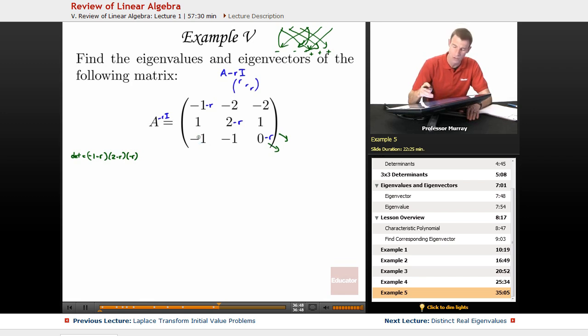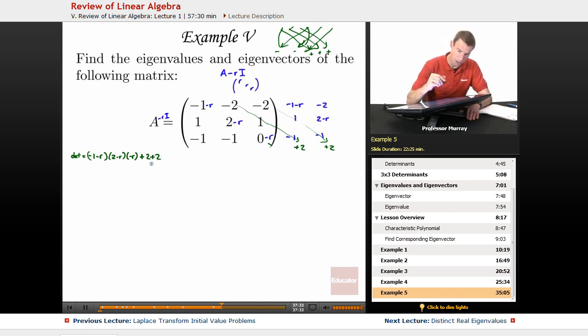I'm sort of wrapping around to the other side. Maybe I'll go ahead and write those columns to make that a little more obvious. So on that first column, I've got -1 minus R, 1, and -1. The second column, I've got -2, 2 minus R, and -1. And so if I look at that second column, that second diagonal here, that's +2. So that gives me a 2 there. And so I'll put a +2 here. That third column, or that third diagonal, again gives me a +2.